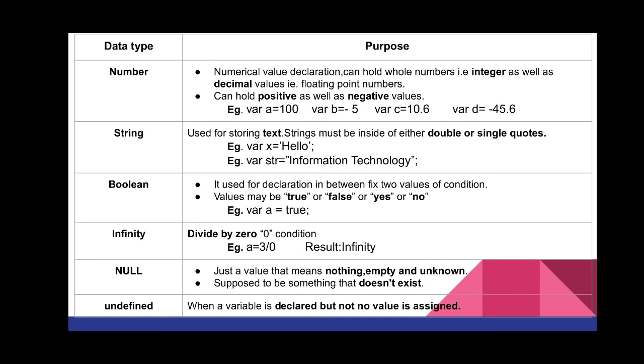So if there is a variable, suppose var a semicolon, and you are displaying the value for that variable, it will give the result as undefined. Why? Because you have not initialized the variable, right?